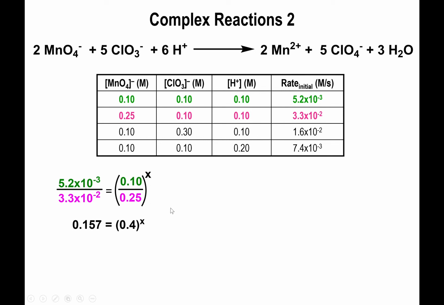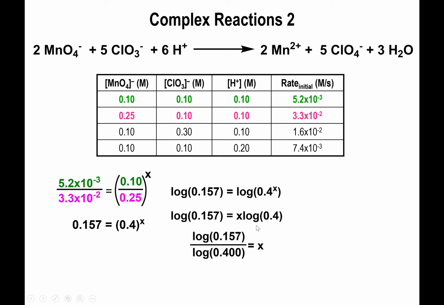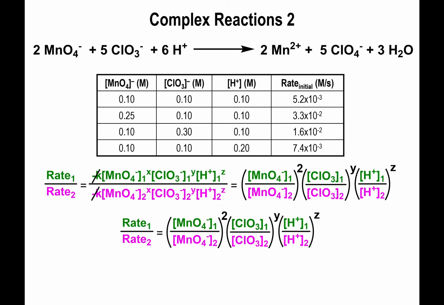And here you probably want to take the logarithm of both sides in order to bring the exponential value of x to the front of the log. And so to solve for x, you will have to divide the log of 0.157 by the log of 0.4. And plugging that in your calculator should tell you that the value of x is actually 2, meaning that the order of permanganate is second order. Okay, so we found out the order of permanganate.